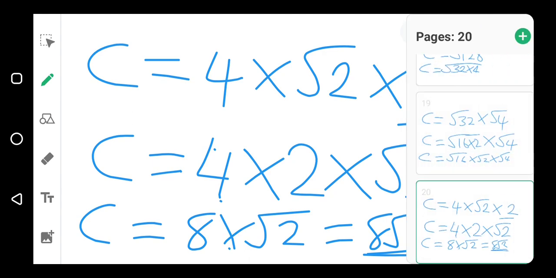Now, there's another way they can also draw the triangle for us. They can draw the triangle this way.